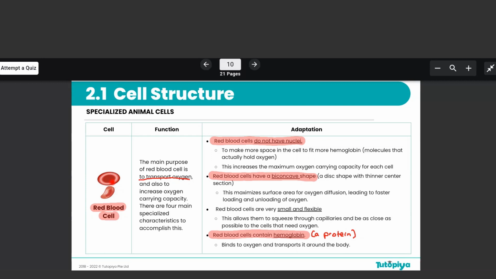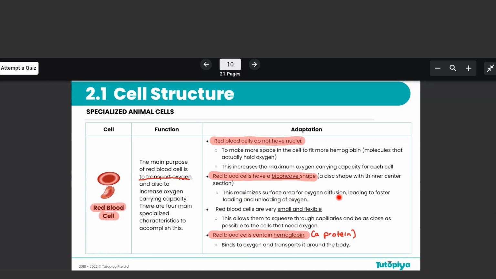And this unique shape maximizes the surface area for oxygen diffusion. So this shape has been developed by the red blood cells to maximize the surface area to carry oxygen.